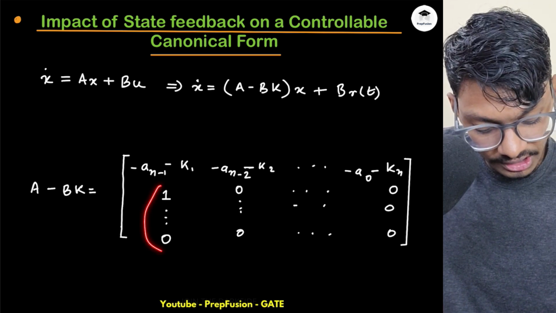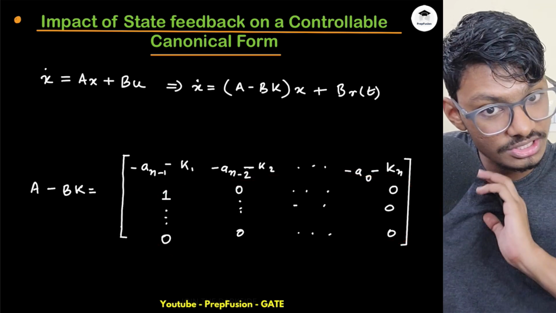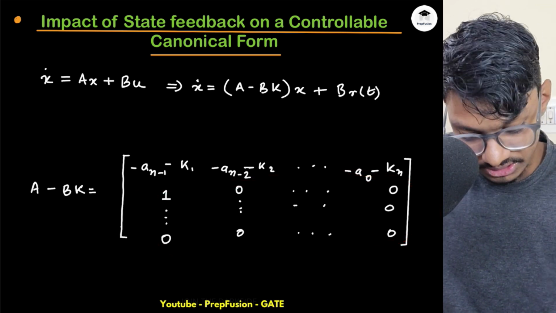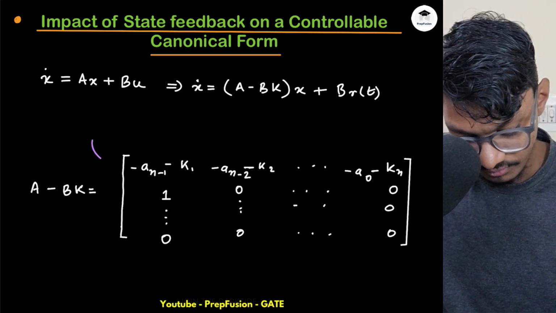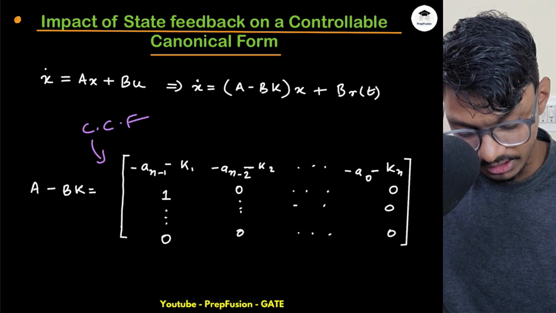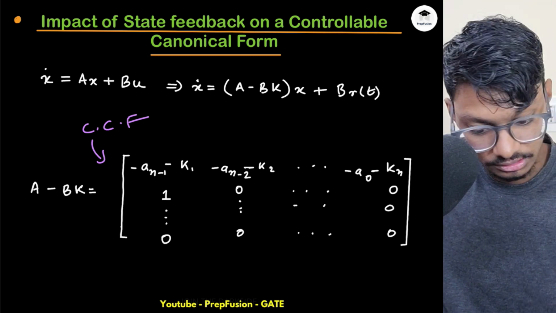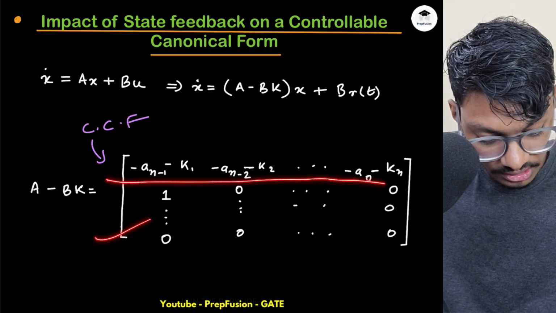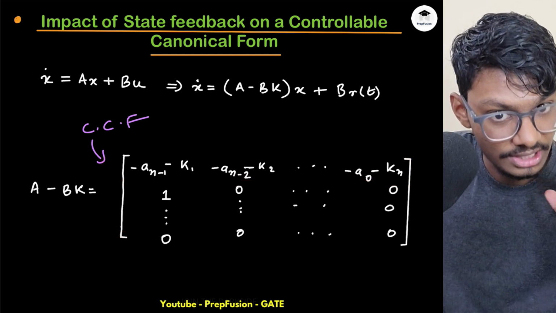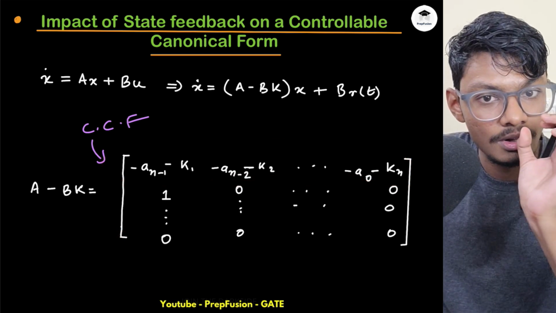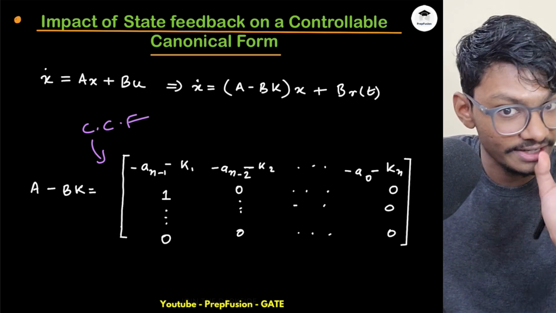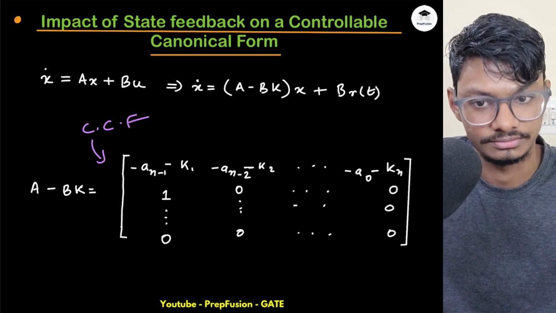Okay, and the other elements will remain unchanged, they will not change at all. So this is still in controllable canonical form, CCF. That hasn't changed. So this is the characteristic equation, and these are the coefficients of the individual terms of the characteristic equation.